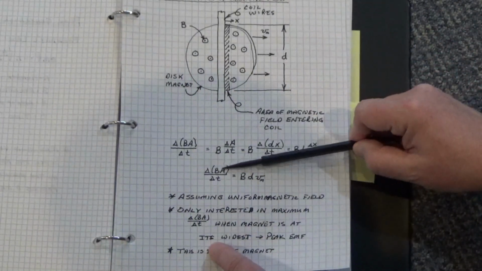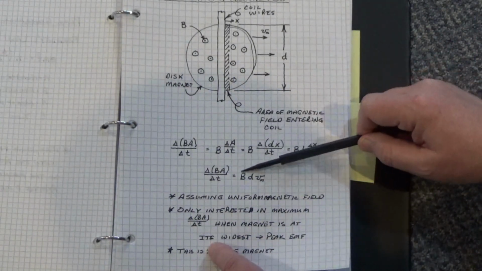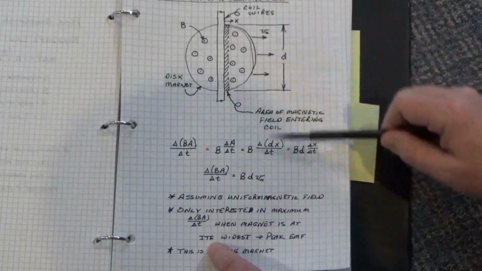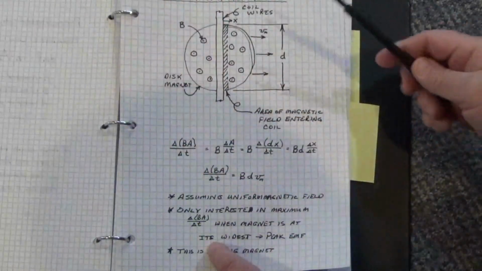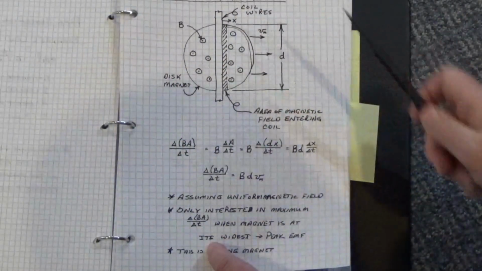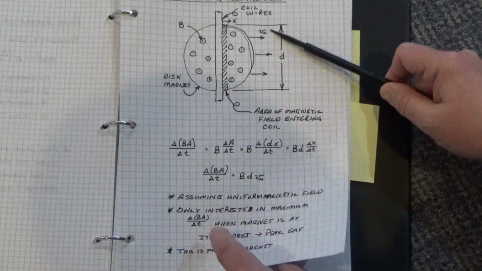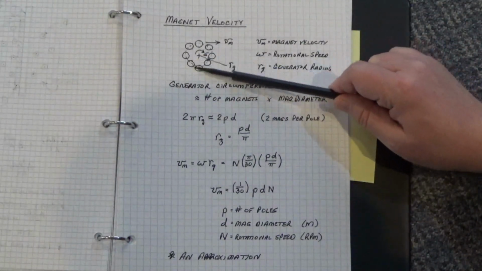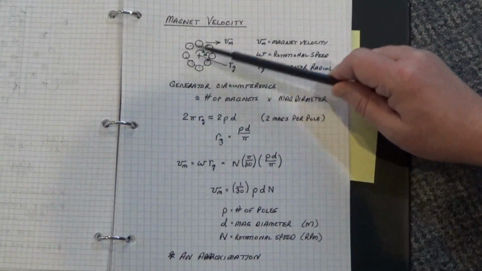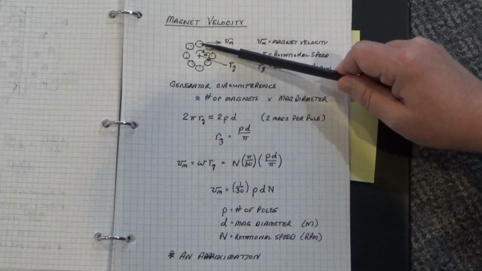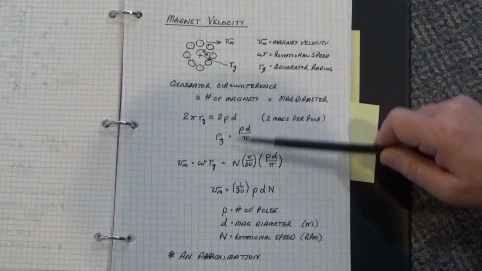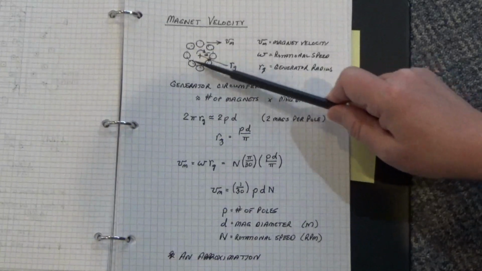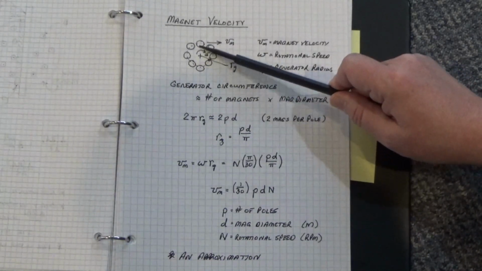And so this delta BA over delta T is going to be the uniform magnetic field times this width, the diameter of the magnet, times the velocity of the magnet going in the direction of these arrows. So we need to find this velocity, and I'm going to approximate it. We've got these round magnets arranged in a circle, and it's spinning, and this magnet is going to have some velocity in this direction, and that velocity is going to be omega r. So that's omega, or the speed of the generator, and then you've got the radius to the center of the magnet.